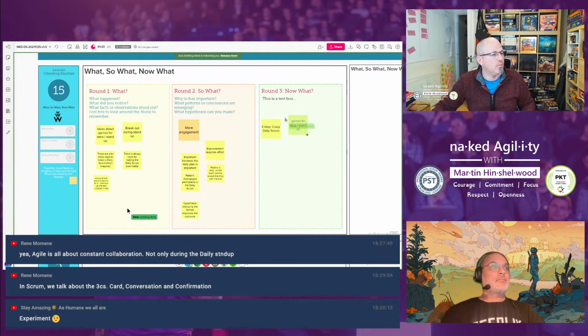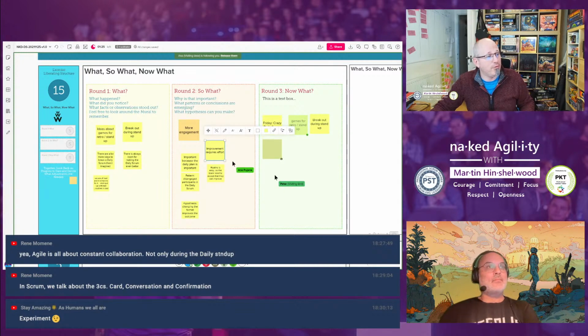I like that: improvement requires effort. Anna, that's a good one. Sorry? In round 2 there's "improvement requires effort." Yeah, and I think that's what a lot of people take time to realize.